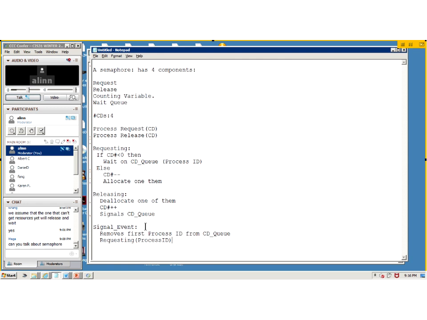And that's most of them. Most of them work very similarly. They have a request component, a release component, a counting variable component, and a wait queue that goes with that. Is that better for you? Is that clear without putting all the code? Okay. Because that's really what they are.